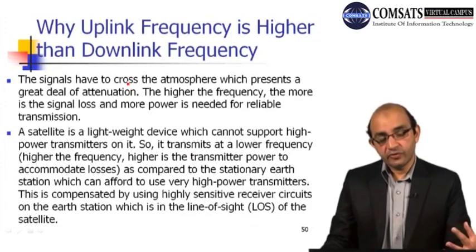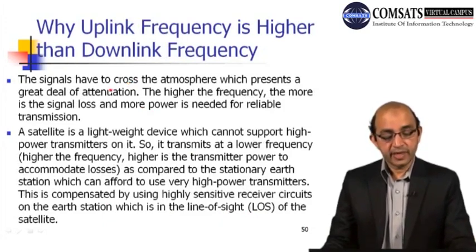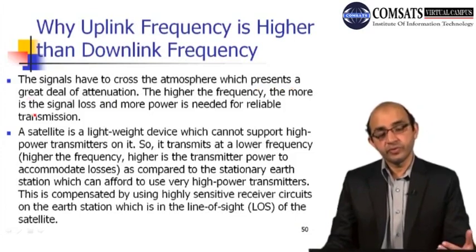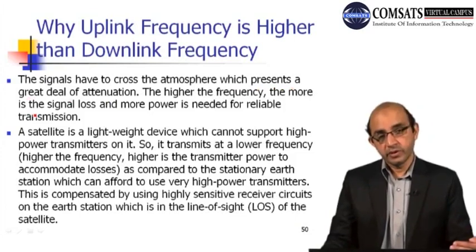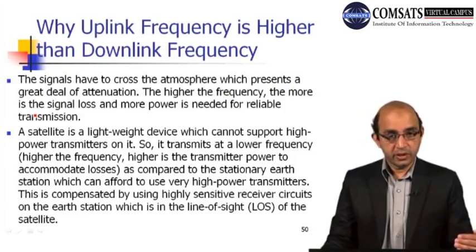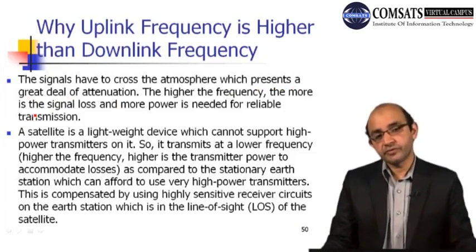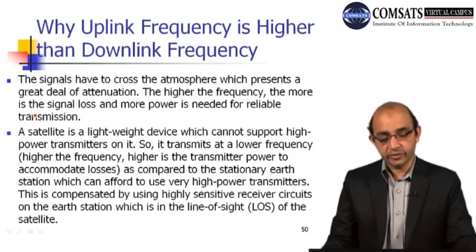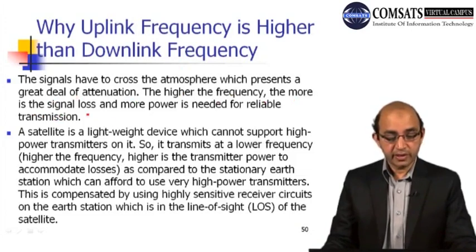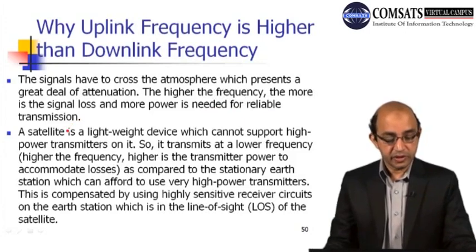Then we have another point. Signals have to cross the atmosphere, which presents a great deal of attenuation. If we talk about the traversal of the signals from ground station to the satellite, it has to cross the atmosphere. The higher the frequency, the more is the signal loss and more power is needed for reliable transmission.